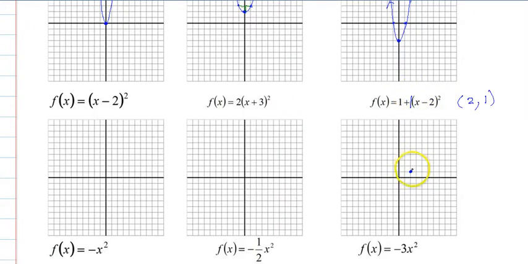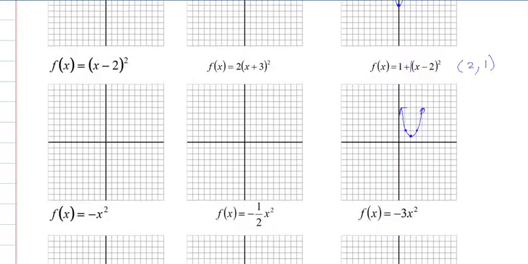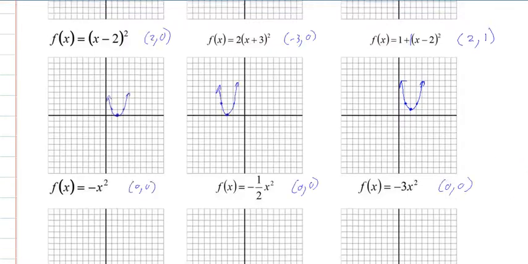So if it was a 2, we'd go up 2 over 1. If it was a 5, we'd go up 5 over 1. 3, up 3 over 1. If it was a half, we'd go up half over 1, but it's a 1. So we go up 1 over 1, up 1 over 1. And that's it. So give these a shot. See if you can graph the rest of them for me. And then they will appear, and I will go over them. Pause and try it. And here are all the answers.